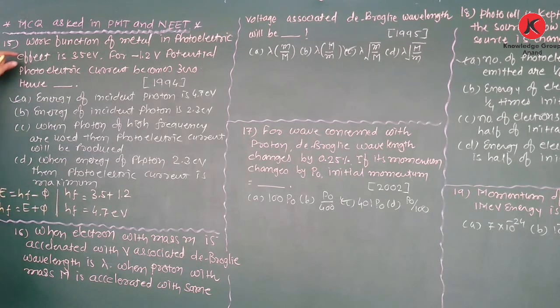Again, here the work function is given as phi and the stopping potential is given as minus 1.2 volt. So, in this case, the current becomes zero. What should be the correct option? The energy of the incident photon is 4.7 electron volt, because we are using the equation E is equal to hf minus phi. Therefore, hf is equal to E plus phi. E is the applied potential, so that is 1.2, and phi is 3.5. Therefore, 4.7 electron volt.